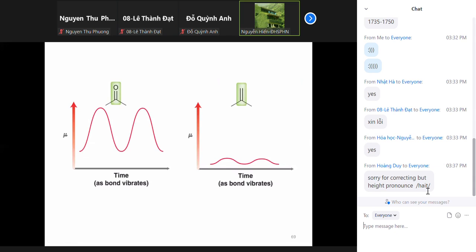And you can see the diagram, the plot for the dipole moment depending on time of carbonyl and CC double bond. So the dipole moment of the CC double bond changes very little with time. And on the other hand, the dipole moment of the carbonyl changes over a large range with time.